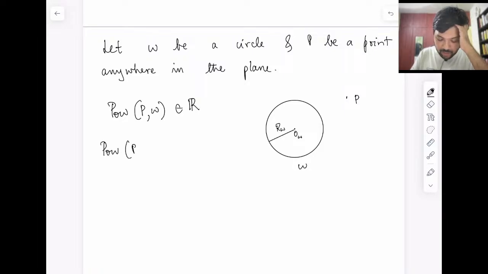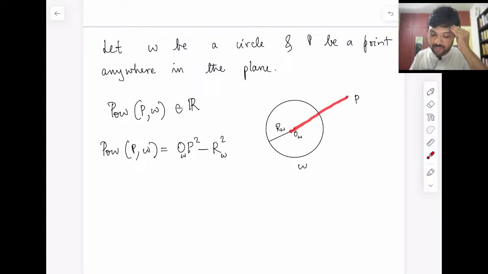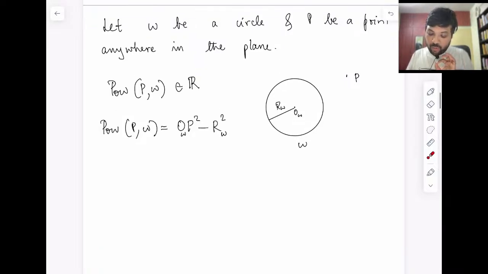So power of P omega is basically OP square minus R square, where R is the radius of the circle, O is the center of the circle. So what you do is you calculate this distance, you square it, you subtract R square, the radius square from it. Okay. So if you have O comma P, 2 points, this is called the power. But what is the main point? Okay, anybody can define this weird thing.